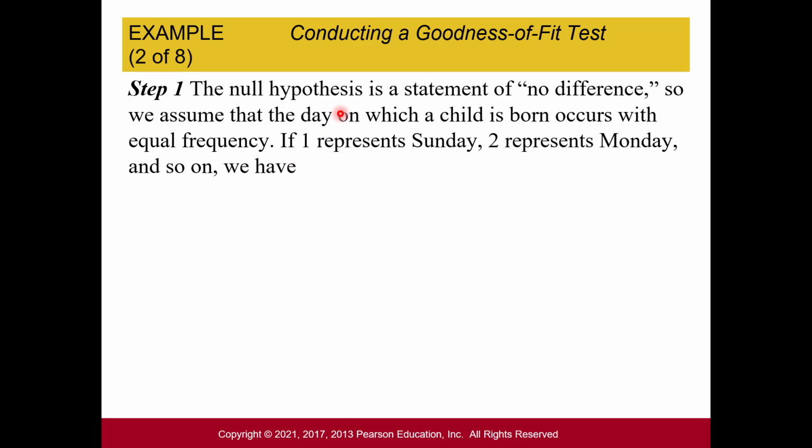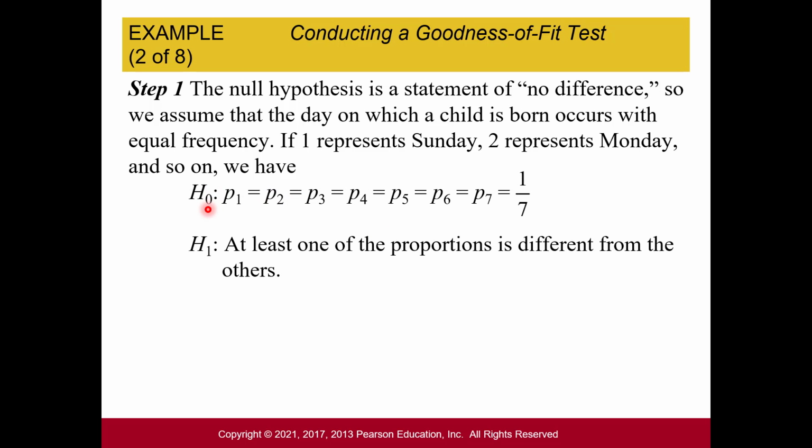So step 1, our null hypothesis is our statement of no difference, which in this case would be that we assume the day on which a child is born occurs with equal frequency. And so H0 is that the probability of being born on a Sunday is the same as the probability of being born on a Monday, and so on, which is all 1 out of 7. And then our alternative hypothesis would be that this is different, so at least one of these proportions is different from the others. Our level of significance was 0.01.